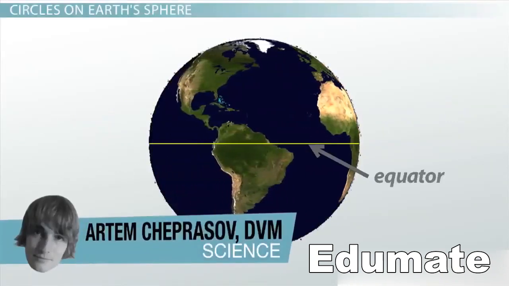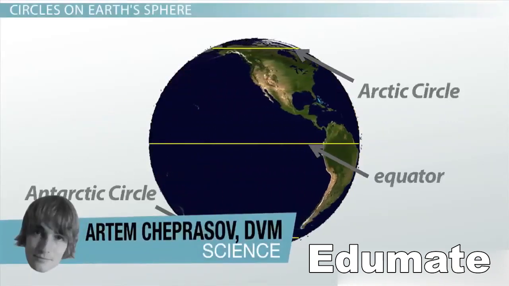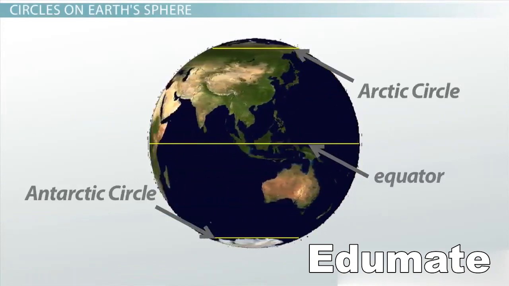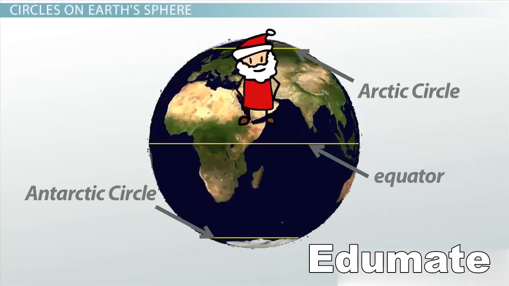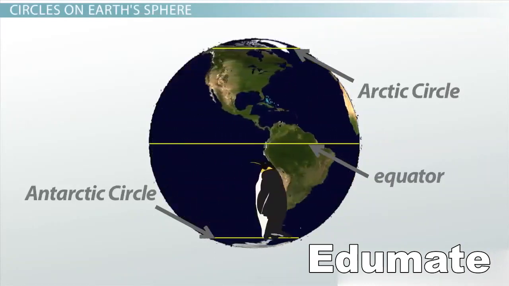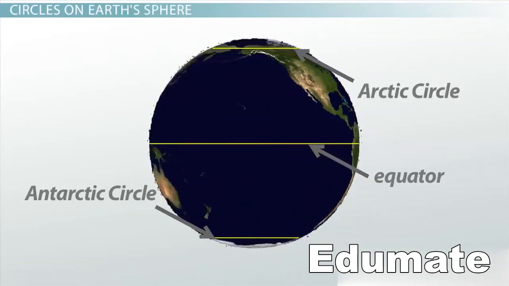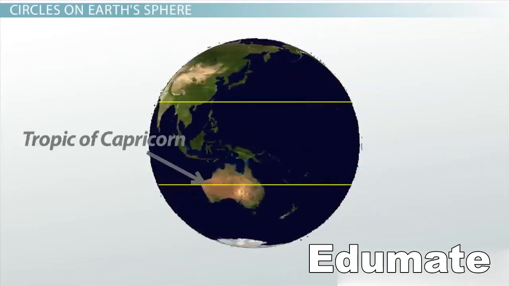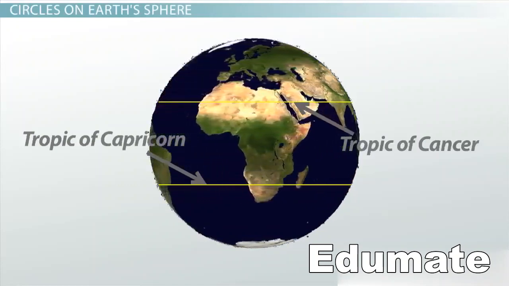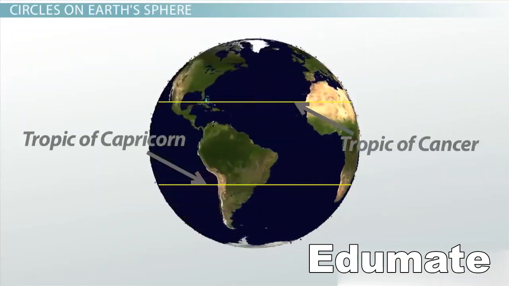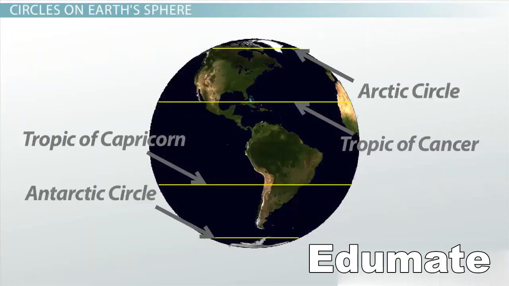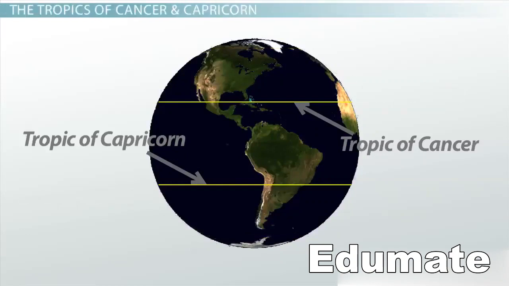Everybody knows where the equator, Arctic Circle, and Antarctic Circle are. The equator swings around Earth's belly. The Arctic Circle swings around the top of Earth, near Santa. And the Antarctic Circle, of course, is closer to the penguins of the South Pole. But what in the world are the Tropic of Capricorn and the Tropic of Cancer? This lesson will tell you what they are, where they are, and what their significance is to the tropical zone and the Arctic and Antarctic circles. Let's get right to it then.